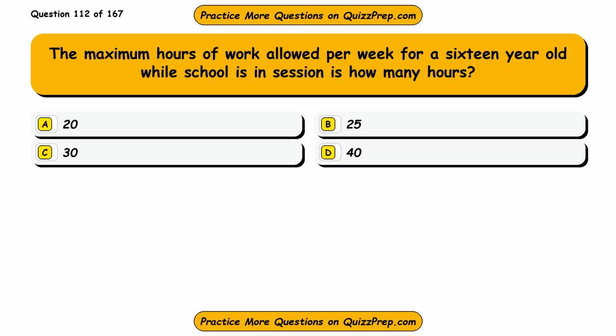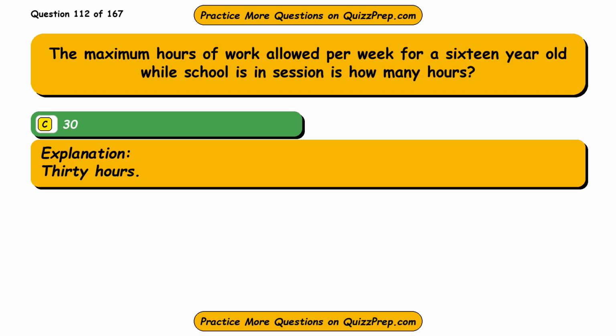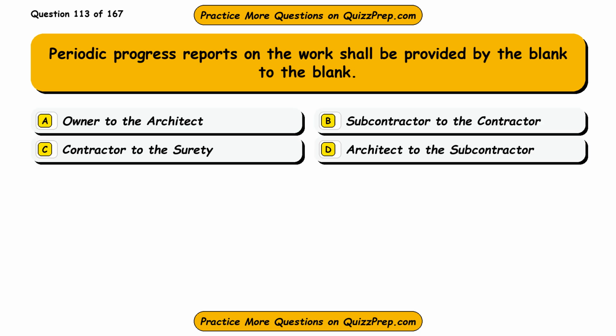Question 112. The maximum hours of work allowed per week for a 16-year-old while school is in session is how many hours? Option A, 20. Option B, 25. Option C, 30. Option D, 40. The correct answer is option C, 30. 30 hours.